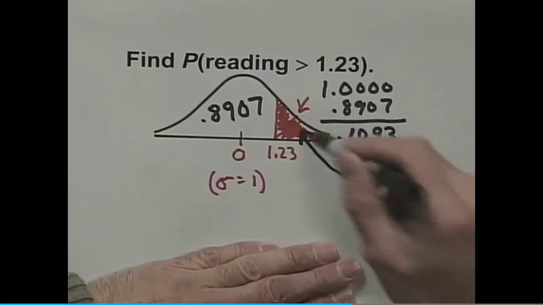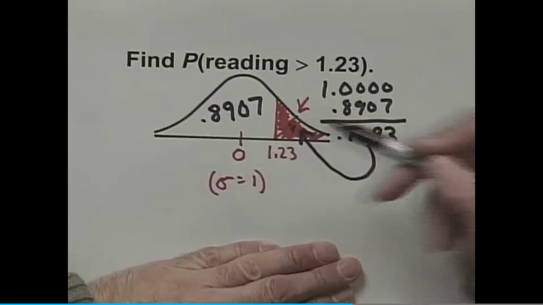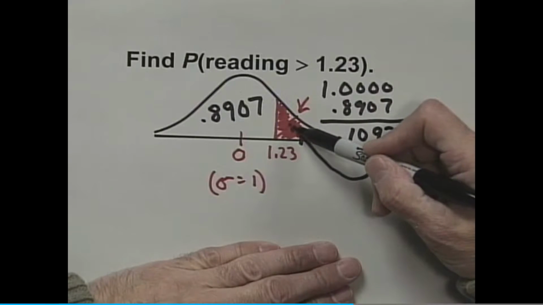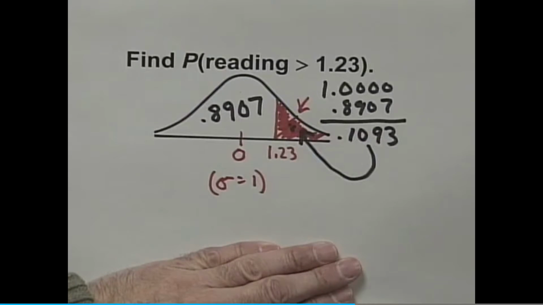I couldn't find this area directly from the table A-2, but I can find it through a simple calculation. This is one thing we want to work on and be able to do quite well. Find areas of this type.